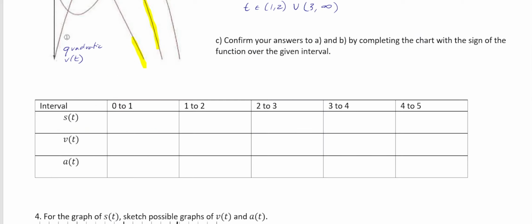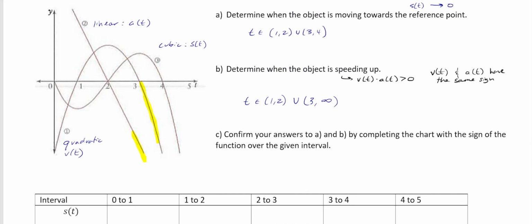We can also confirm these answers by completing the chart below with the sign table. And so we'll look at s at t from 0 to 1. S at t is your cubic function. From 0 to 1, s at t, the cubic function, is negative. From 1 to 2, so I'll just trace it out for you. From 1 to 2, it's also negative. From 2 all the way to 4, it's positive. But then from 4 to 5, it's negative again.